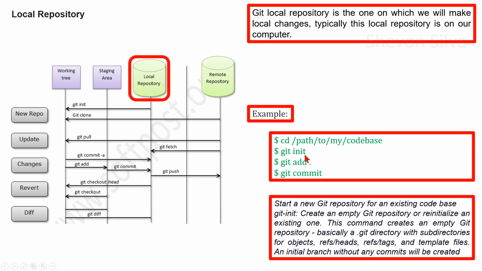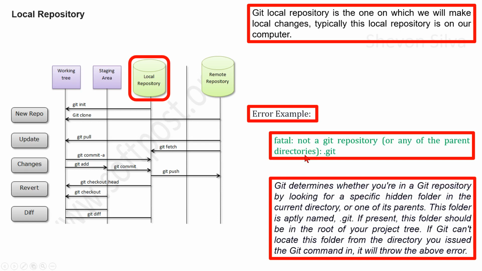Here in Git init, create an empty Git repository or reinitialize an existing one. This command creates an empty Git repository, basically a .git directory with subdirectories for objects, refs/heads, refs/tags, and template files. An initial branch without any commits will be created.